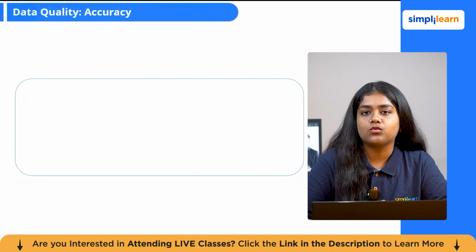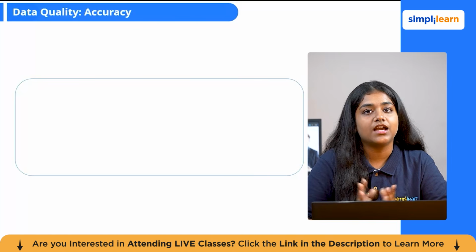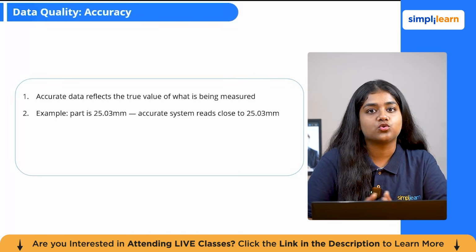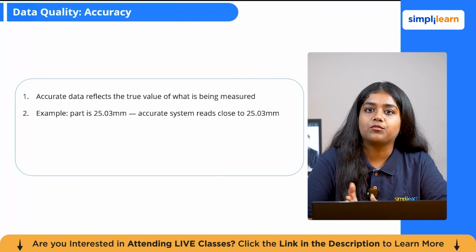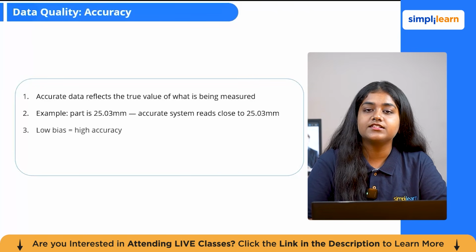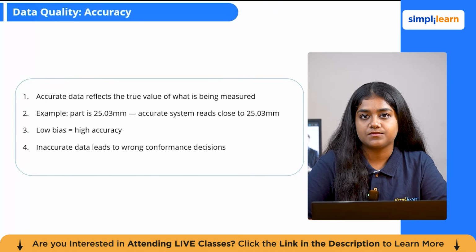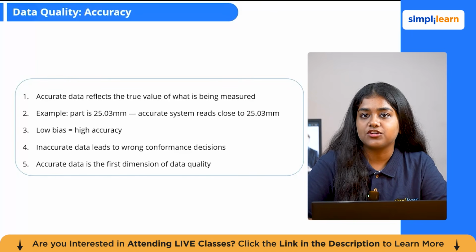When we talk about data quality in the context of measurement, we are looking at two key dimensions: accuracy and reliability. Accurate data means your measurement system gives you something close to 25.03 and not 25.10 or 24.95. It has low bias and high accuracy. Inaccurate data leads to wrong conformance decisions. Accurate data is the first dimension of data quality.